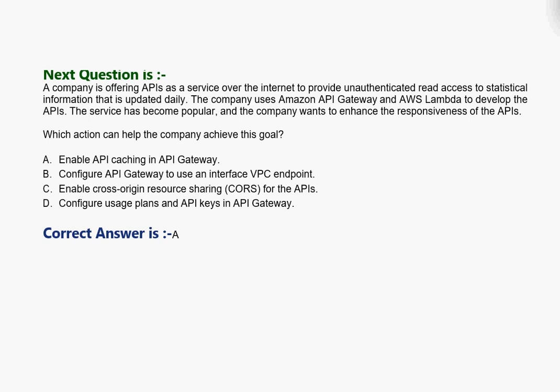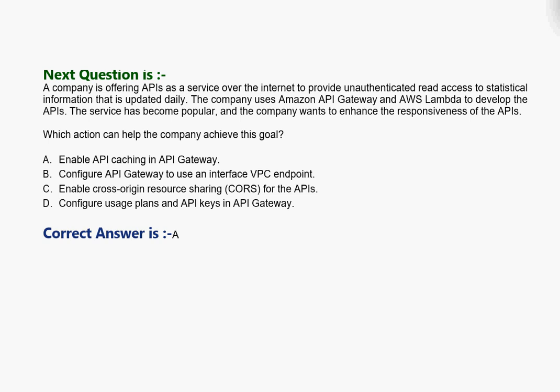Thank you. The next question is, a company is offering APIs as a service over the internet to provide unauthenticated read access to statistical information that is updated daily. The company uses Amazon API Gateway and AWS Lambda to develop the APIs. The service has become popular and the company wants to enhance the responsiveness of the APIs. Which action can help the company achieve this goal?